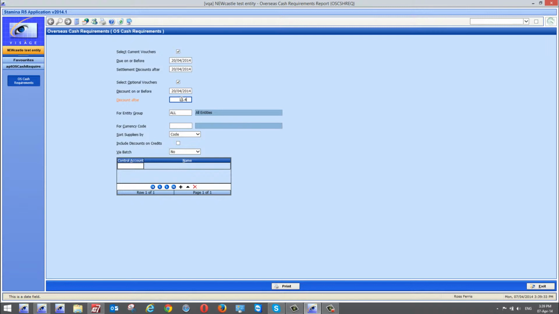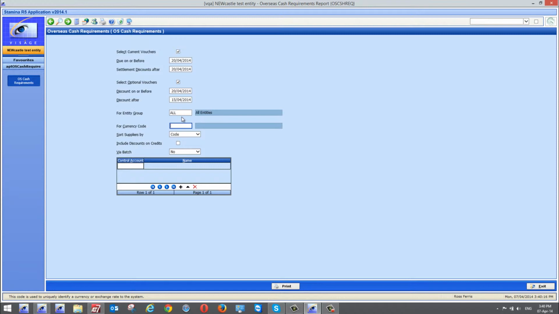So in other words, things that had a discount associated with them if they were paid at some time between the 15th and the 20th of April, we'd like to include on this report, simply because if we pay them in that period of time, there is a discount associated with it. As I said, probably unlikely, but for the sake of this illustration, it won't hurt. The entity group we're doing, the system will assume all entities, in other words, a centralized administration scenario. If, however, your setup is such that each branch, cost center, division is responsible for paying its own overseas suppliers, then you can obviously limit that down to the appropriate group of entities.